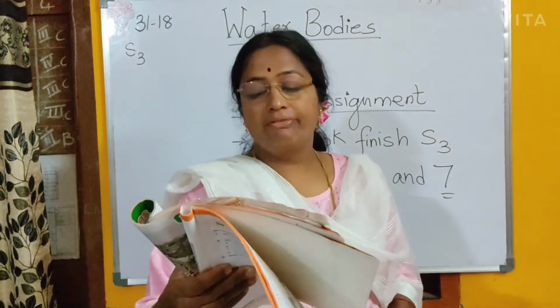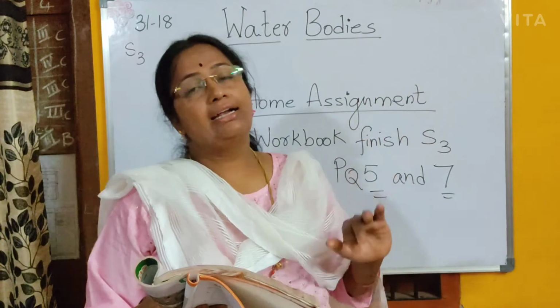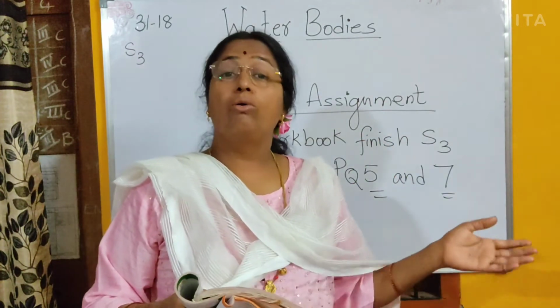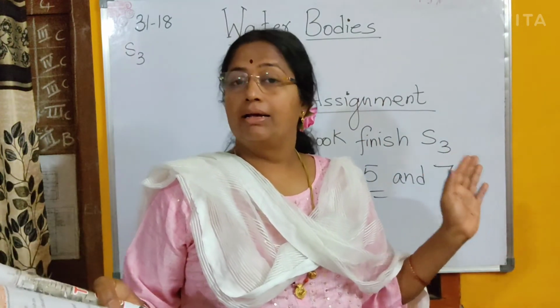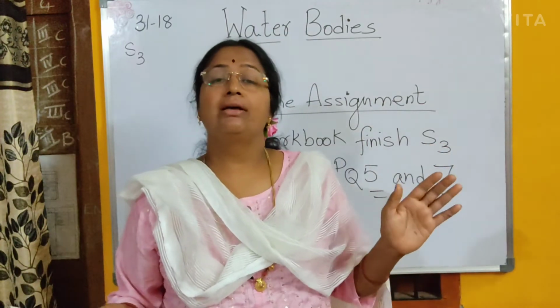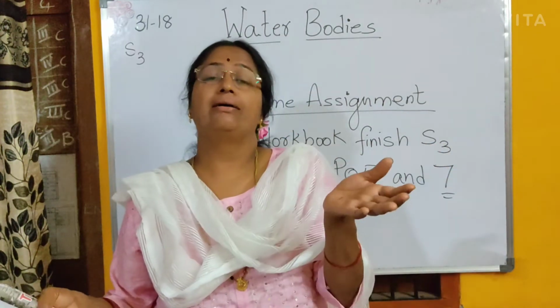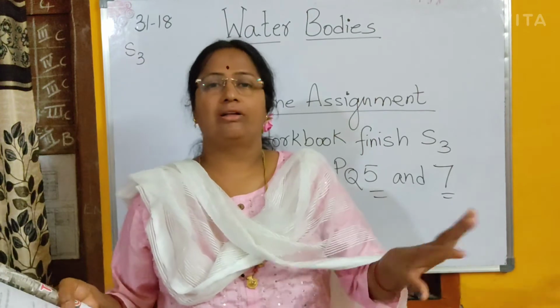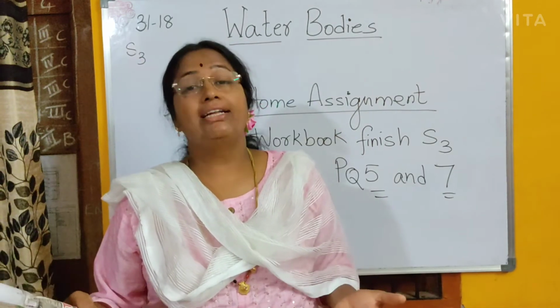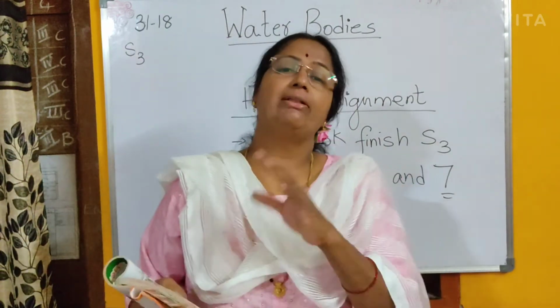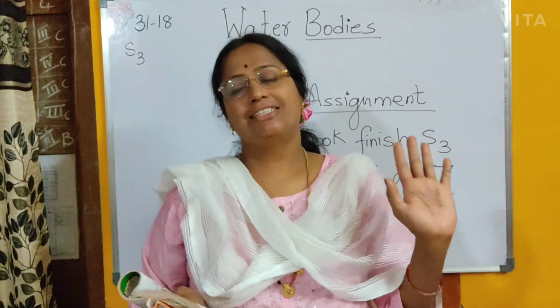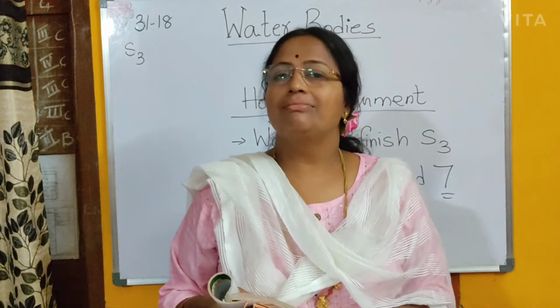Then 7th one. What is common between an ocean and a river? Ocean is a very large water body. River is also a very large flowing water body. What is the difference between them? River will be always flowing. Ocean will be still. That's all.